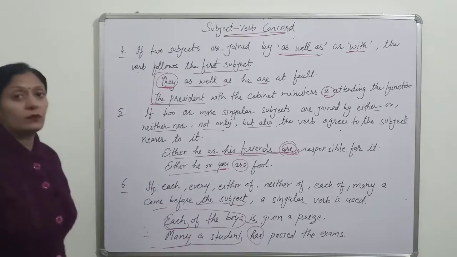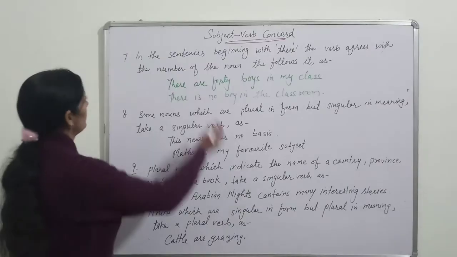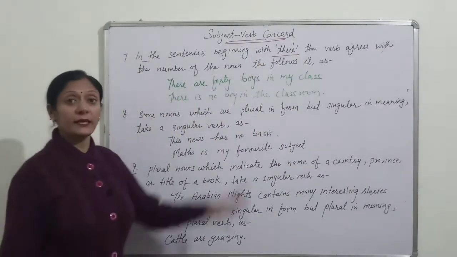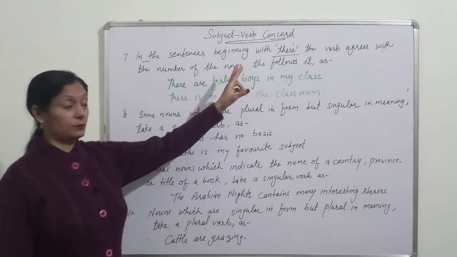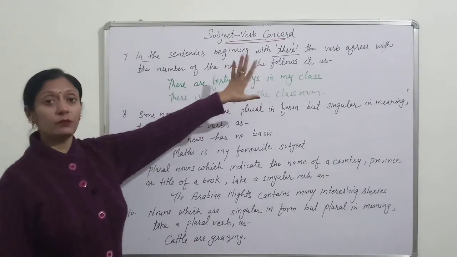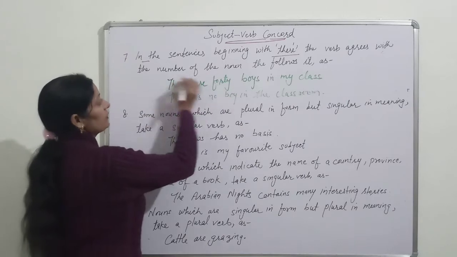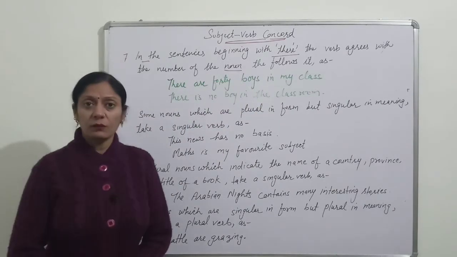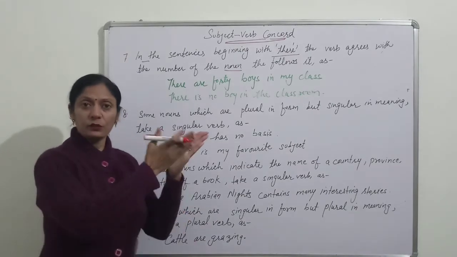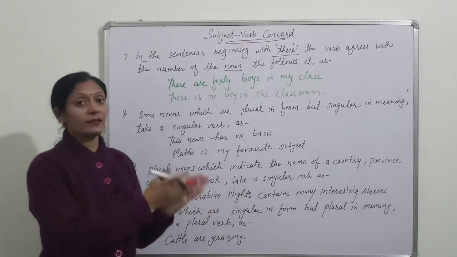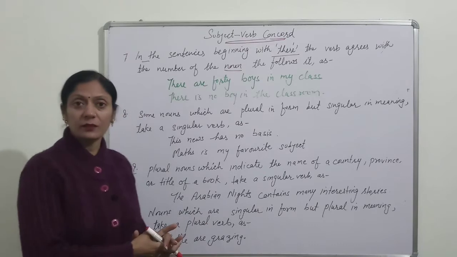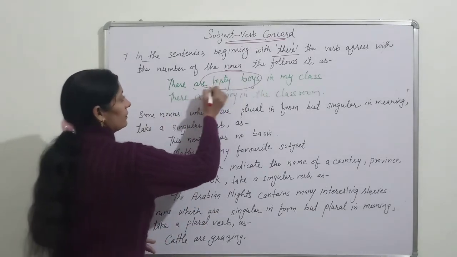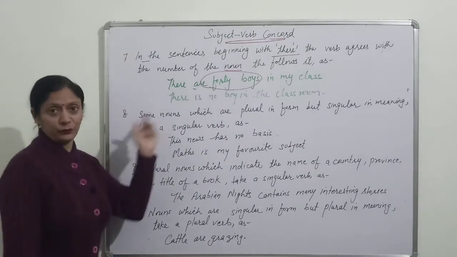Okay. Now number 7 is, in the sentences beginning with there. If there is a subject, if the sentence begins with there, the verb agrees with the number of the noun that follows it. Mostly we use the verb according to the subject. But if the sentence begins with there, we use the verb according to the noun which follows that verb.